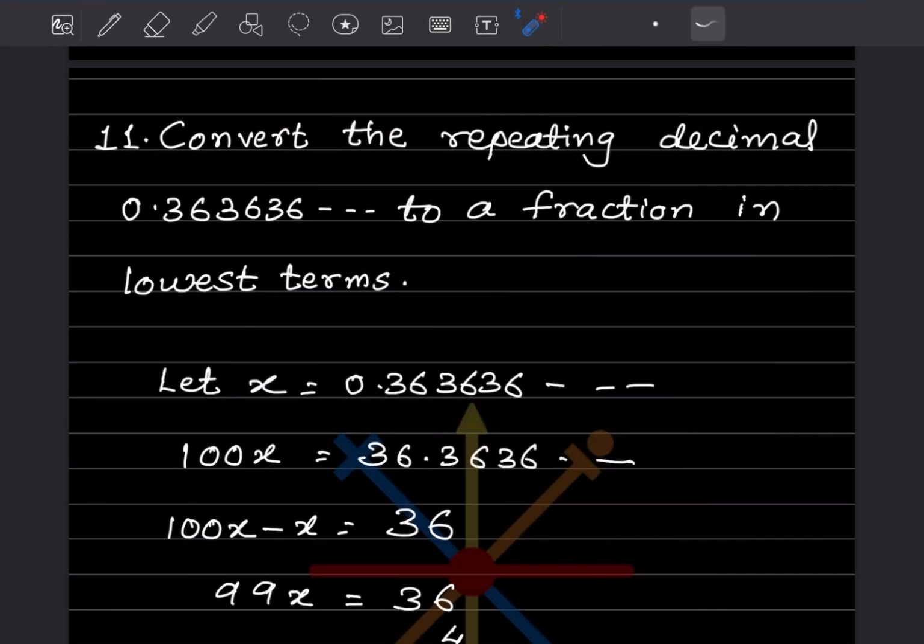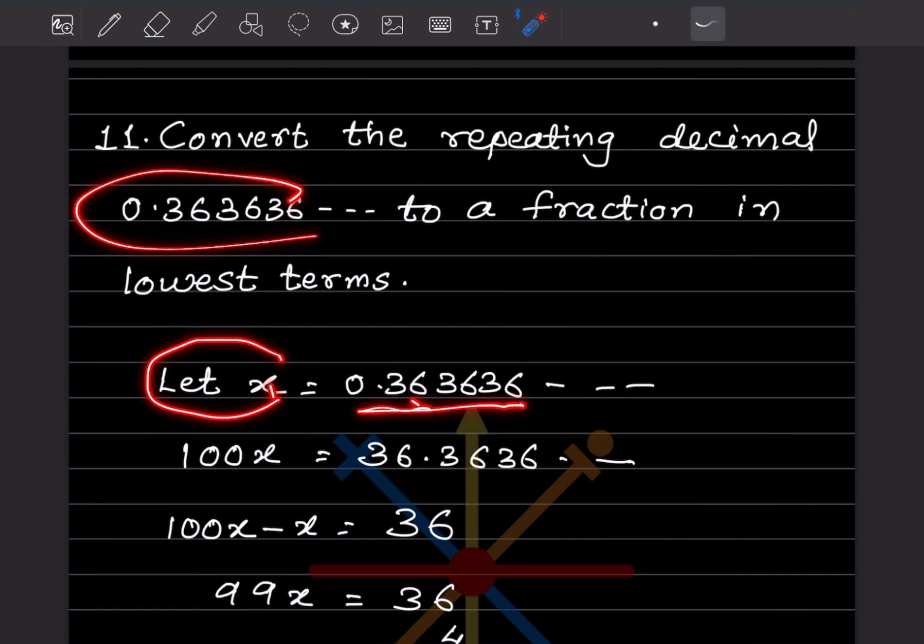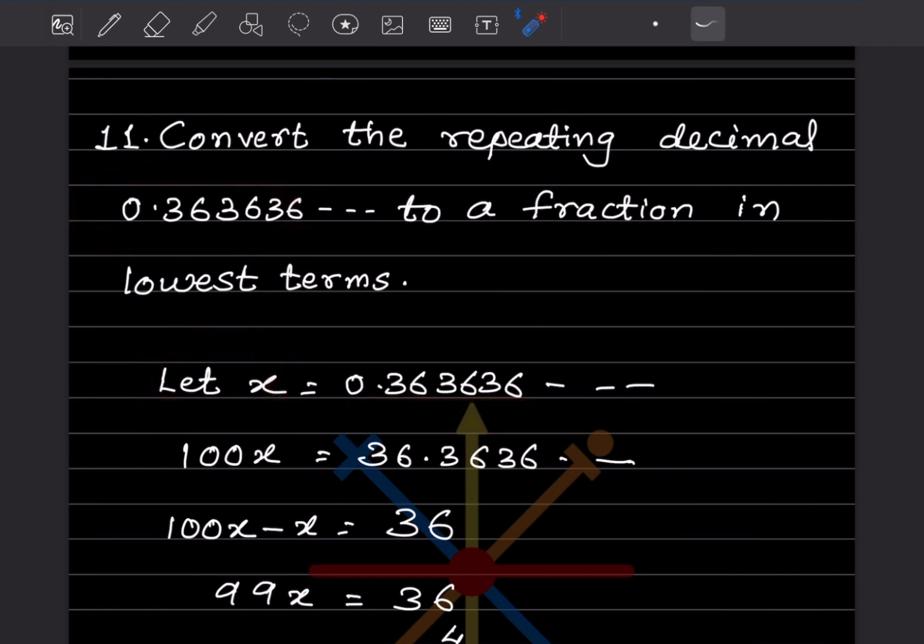Now let us see this question. I have already written it down because it takes a long time to scroll it. So here, convert the repeating decimal 0.363636 to a fraction in the lowest term. So now we'll consider, let x be the same thing, 0.363636 and so on.